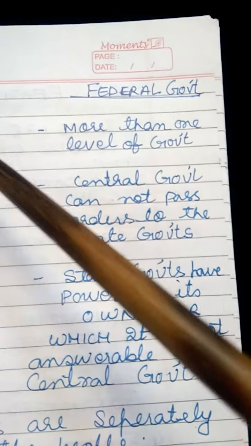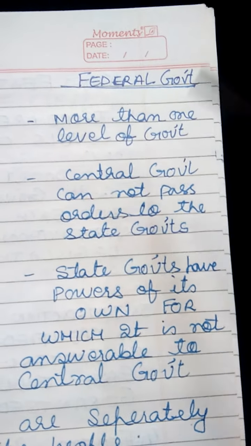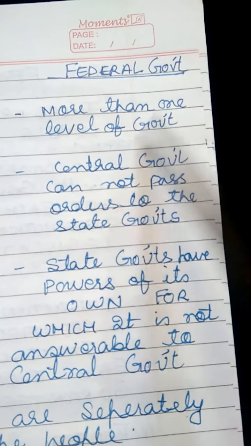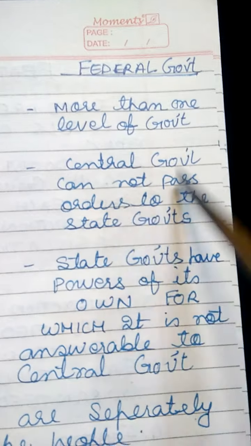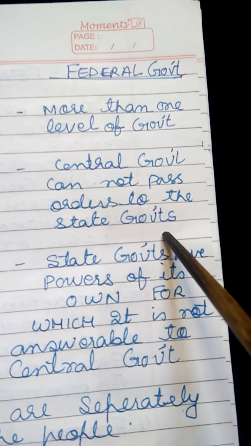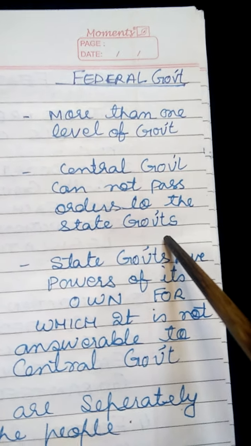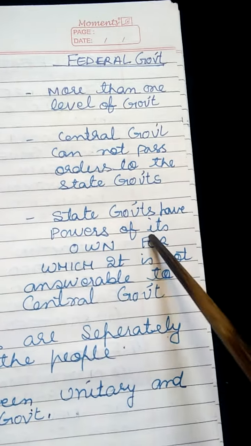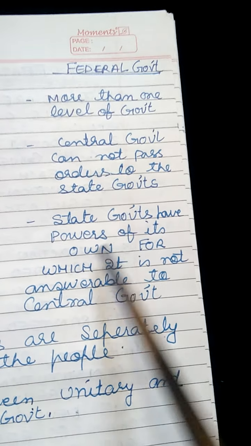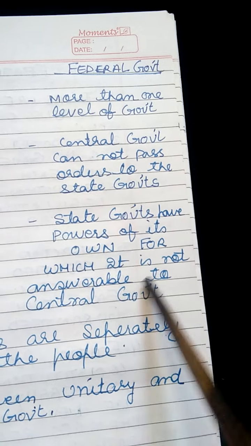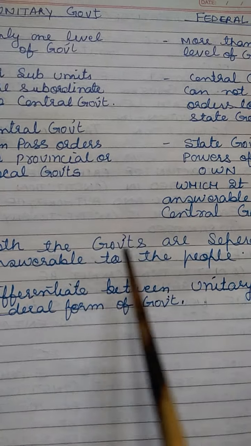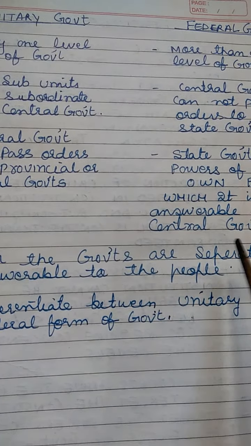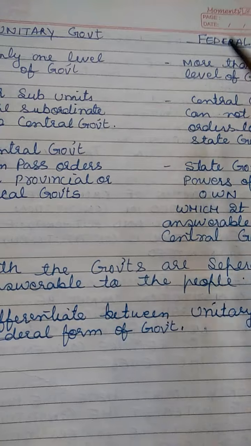Now let's discuss the federal government, differentiated from unitary government. In a federal government, as is clear to you, there is more than one level of government. I just gave you the example of Belgium. Then the central government cannot pass orders to state governments. That means state governments are autonomous. State governments have power of their own, for which they are not answerable to the central government, and both the governments are separately answerable to the people in federalism.